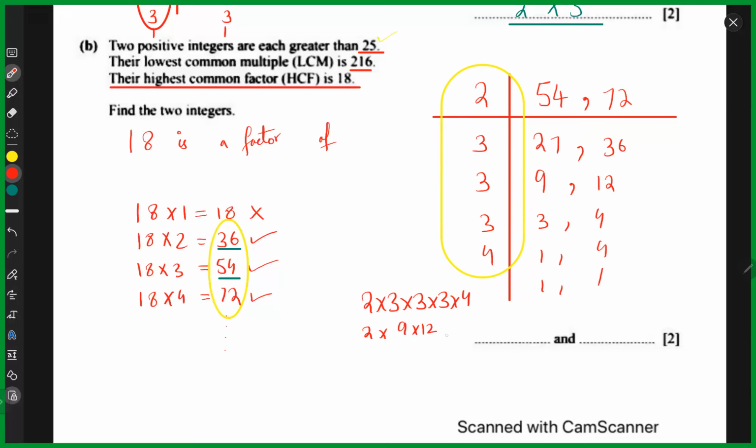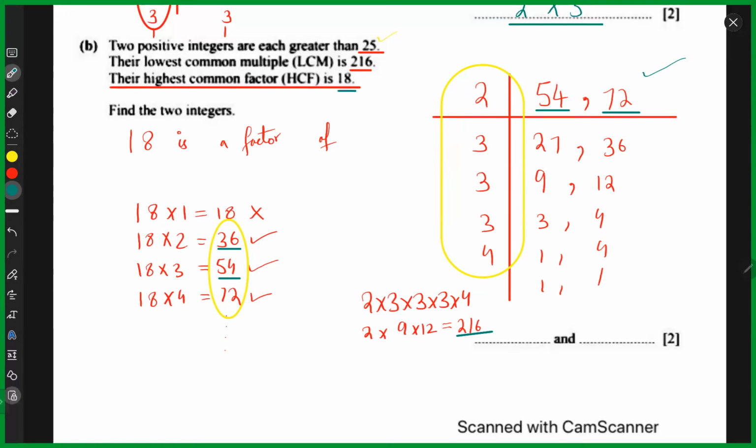And this has given me 216. So two positive integers that are greater than 25: 54 and 72 are certainly greater than 25. Their lowest common multiple is 2016. Here is the LCM. It turned out to be 2016. And their highest common factor is 18.